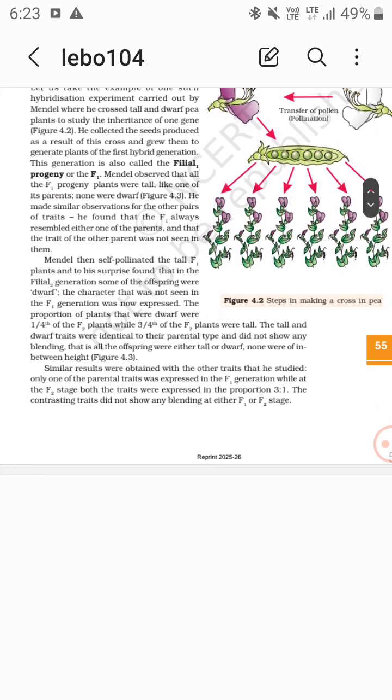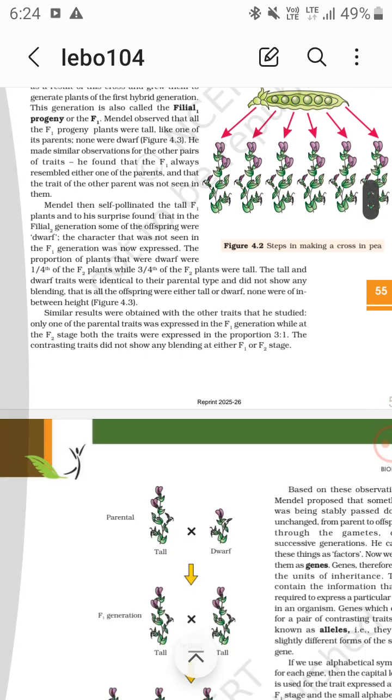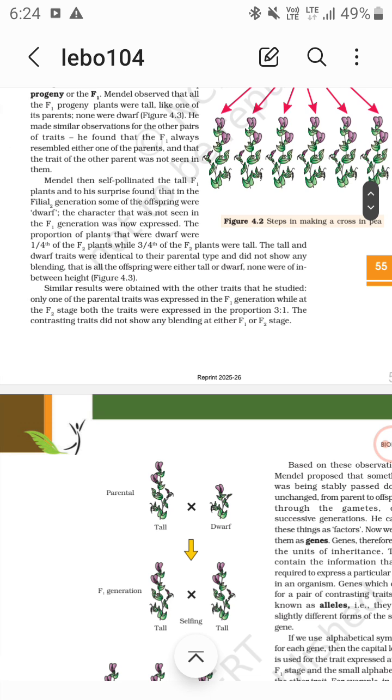Mendel then self-pollinated the tall F1 plants, and to his surprise found that some of the offspring were dwarf. The character that was not seen in the F1 generation was now expressed. The proportion of plants that were dwarf was 1 by 4th of the F2 plants, while 3 by 4th of the F2 plants were tall. So the tall and dwarf traits were identical to their parental type and did not show any blending. All the offspring were either tall or dwarf. None were of in-between height.